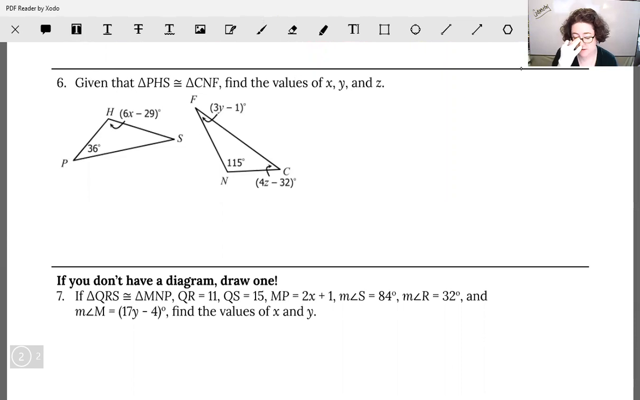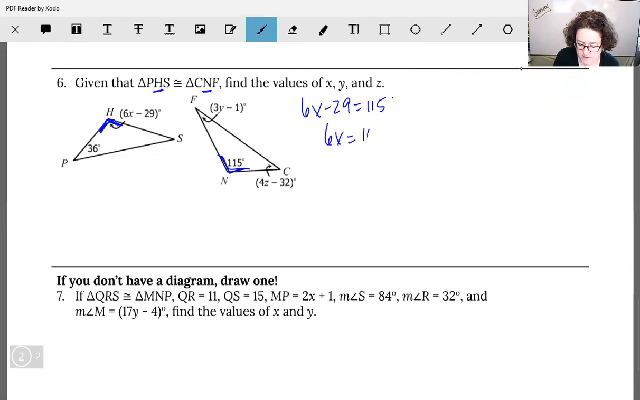So again, we have an x, y, and z. On this one, though, we're looking at angles. So we just have to be careful of which ones we're picking out. So let me start with x. So my x angle, well, that's labeling our H. So our H is in exactly the same place as N in the other name. So that means that those 2 angles need to be congruent, and we just set them equal. So 6x minus 29 equals 115. Add a 29 to both sides. We get 6x equals 144. And I definitely need to get my calculator out for that one. 144 divided by 6 comes out to be 24.